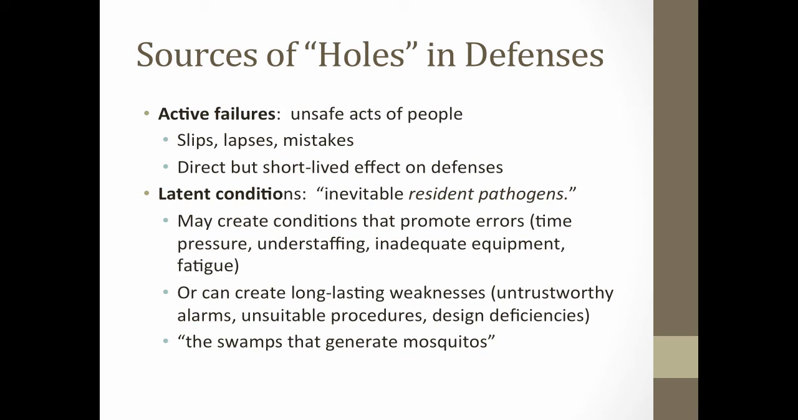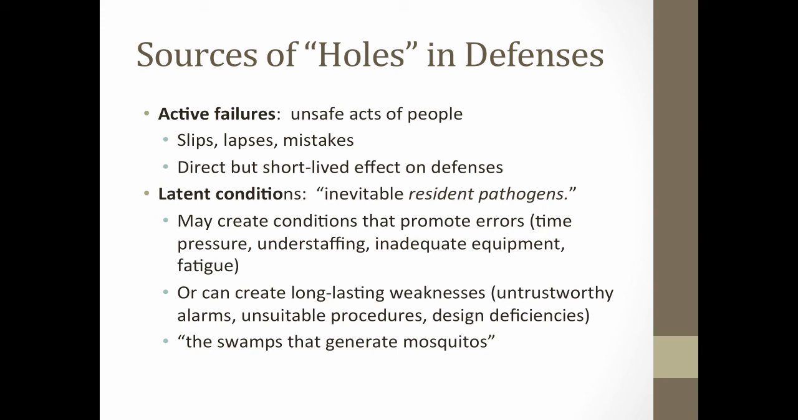employees. Latent conditions, the second kind of adverse effect that is created by latent conditions, are long-lasting weaknesses. These can be things like untrustworthy alarms, indicators, unsuitable procedures, design deficiencies, construction deficiencies. So these latent conditions, whether they're dysfunctional conditions or deficiencies, may lie dormant within a system for many years before they combine with active failures and local triggers to create an accident opportunity.